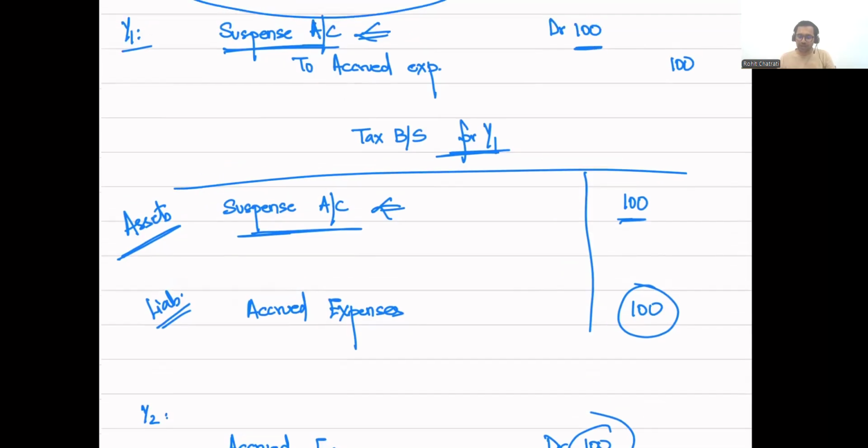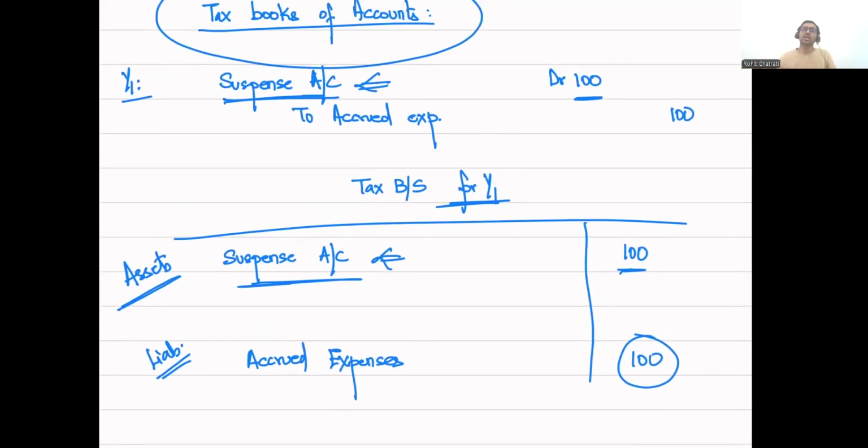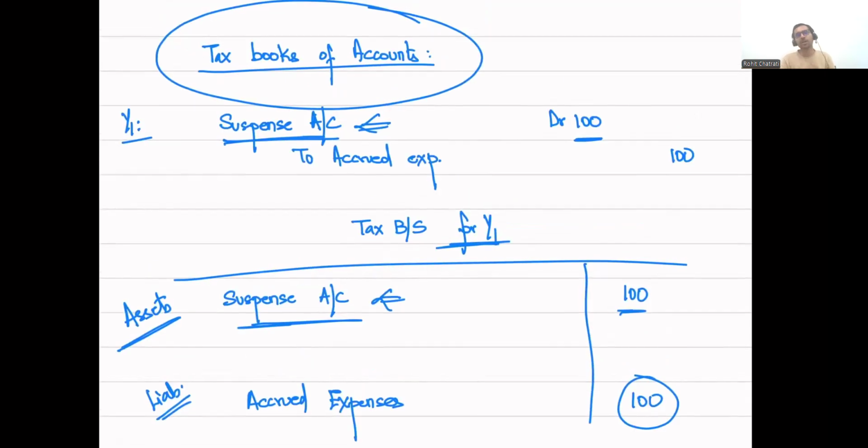The reason why we did not debit P&L over here is because this expense is not allowed as a deduction for tax purposes. Only expenses which are allowed as a deduction for tax purposes can be debited to the P&L as part of tax books of accounts. This is an item which is not going to be deductible. Therefore, we did not take it to the P&L account. So with that, we are done with example number 14.